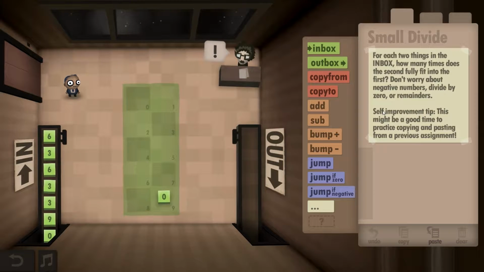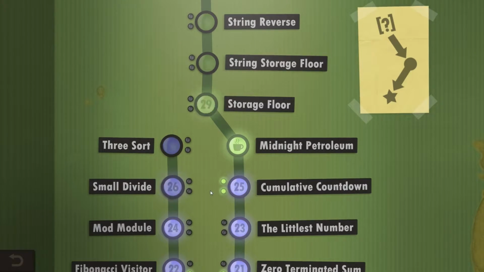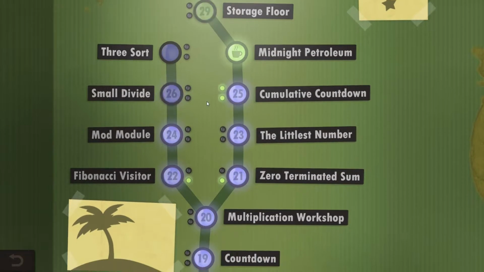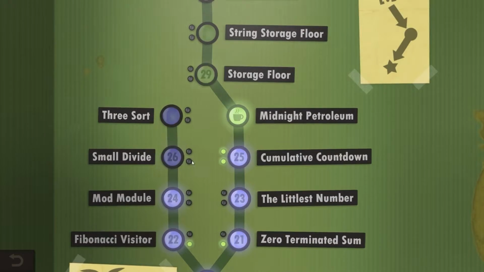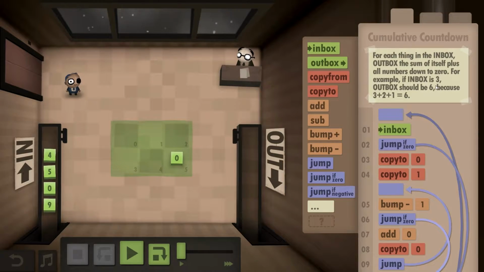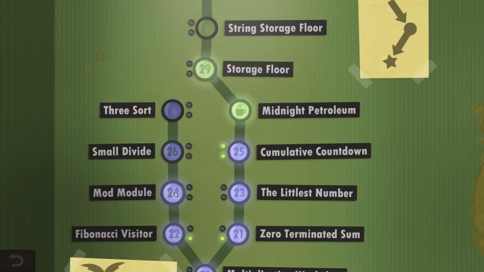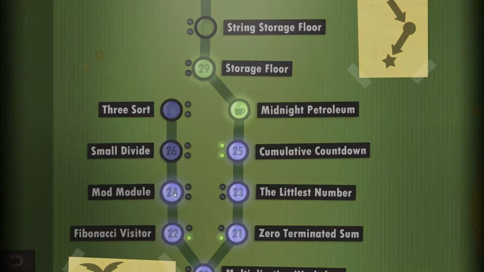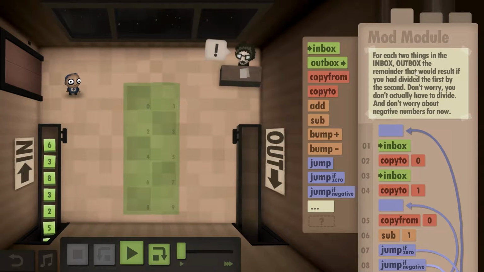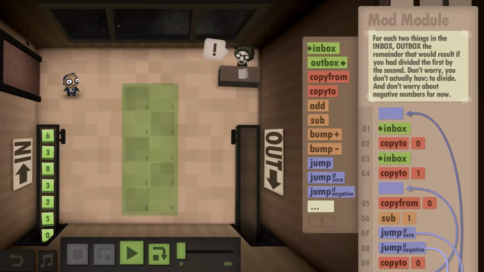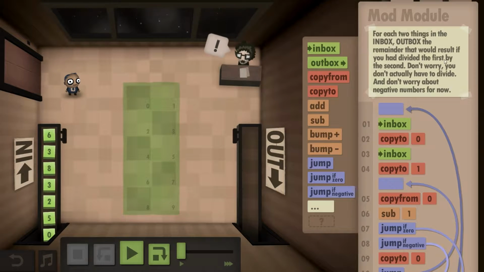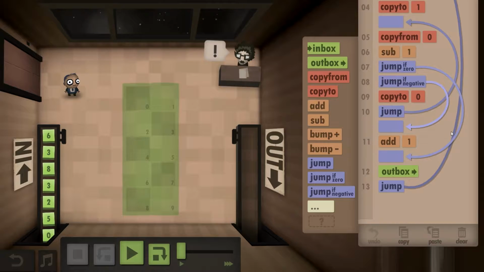Okay, do we want to go copy our code from the previous division thing? It was the one with the remainder, wasn't it? What was the one with the remainder? Was it cumulative countdown? I don't think it was. No, it wasn't that. Mod module? Which one was it that we did the divisions on? This was it, wasn't it? Outbox the remainder.